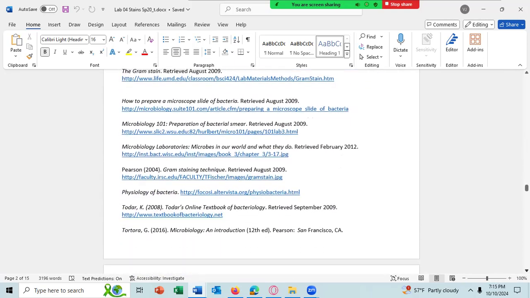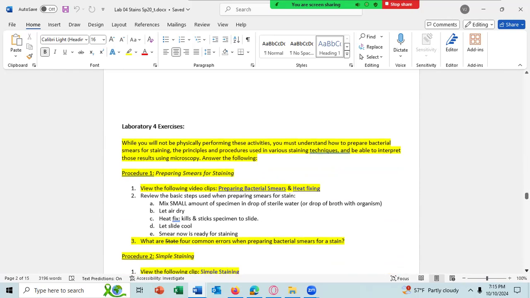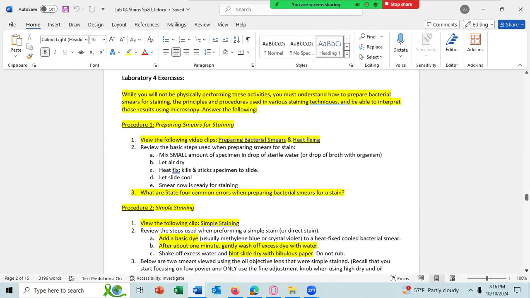You can ignore the references. In this lab, you're not going to be physically performing any of these activities because we are an online lab. But you must understand how to prepare bacterial smears for staining. A bacterial smear is something you do before you begin the staining procedure. And then you should understand the principles and the procedures of the various staining techniques and be able to interpret those results using a microscope. All right, any questions about any of that?